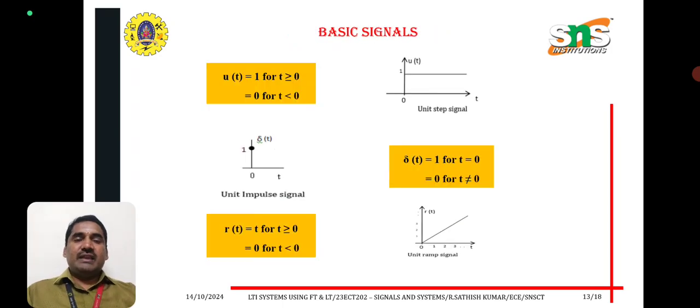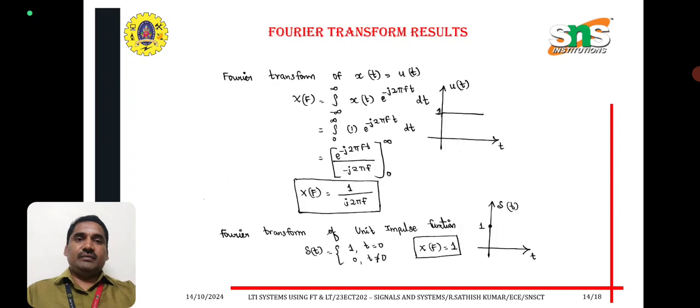Next one, these are the basic signals: unit step signal, unit impulse signal and unit ramp signal. u of t is equal to 1 for t greater than or equal to 0, 0 for t less than 0. Del of t is equal to 1 for t equal to 0, 0 for t not equal to 0. r of t is equal to t for t greater than or equal to 0, 0 for t less than 0. These are some of the graphical representations of basic signals.